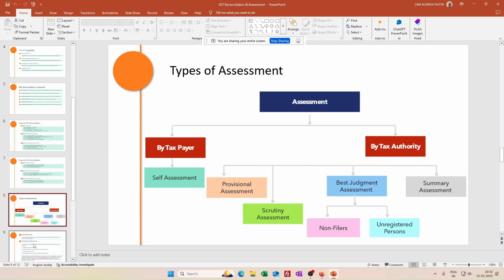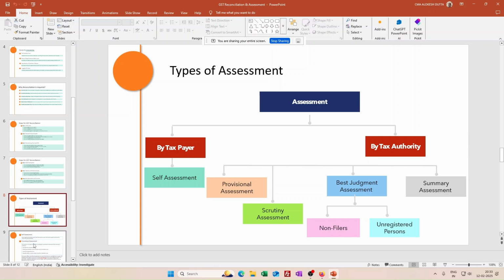But what are the duties or authority of the tax authority, the tax department, the GST department? There are types of assessment. Number one, provisional assessment. Number two, best judgment assessment. Number three, summary assessment. And number four is scrutiny assessment. And for best judgment assessment, there are two categories: non-filers or unregistered persons. Coming to each and every point one by one.